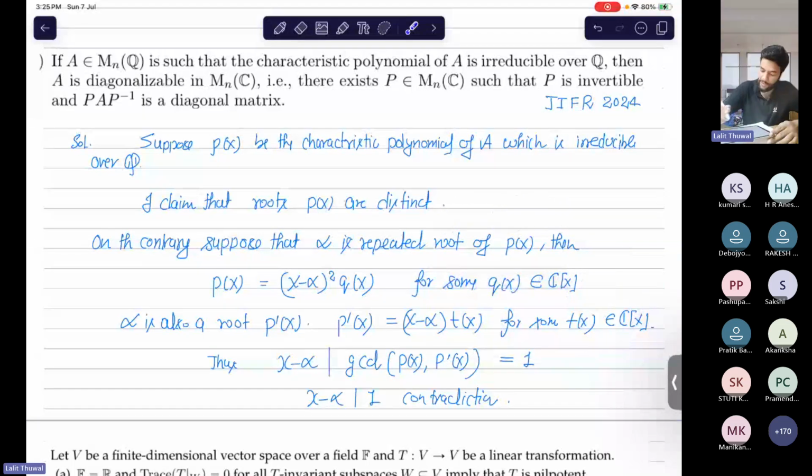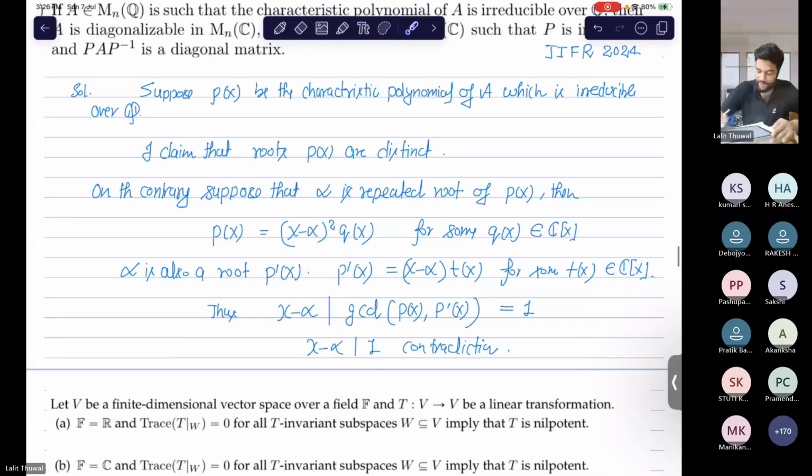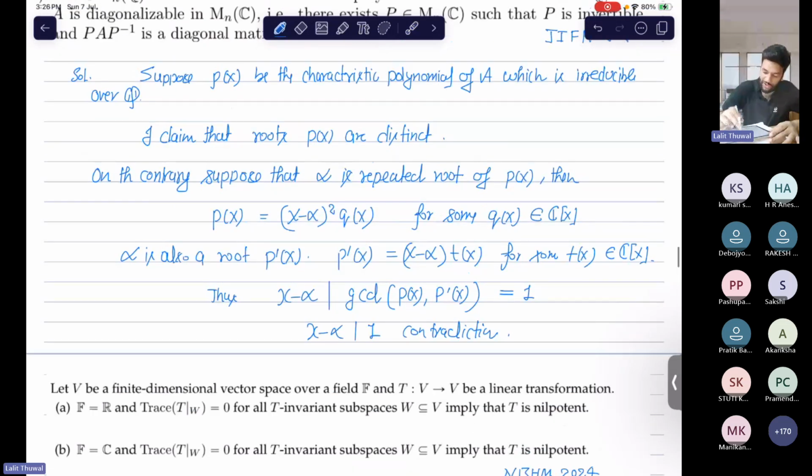Okay, so what does it mean, contradiction? Why does this contradiction appear? Because we have assumed that p(x) has a repeated root. So what does it mean? p(x) has no repeated root. So what if p(x) has no repeated root?